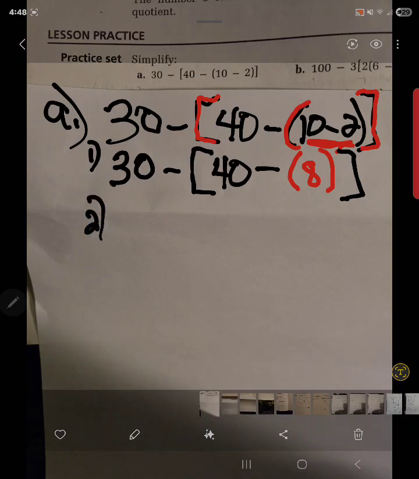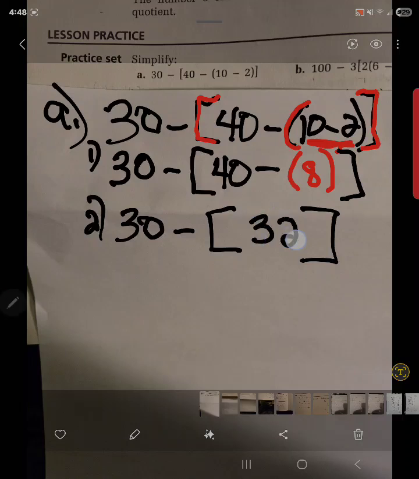Step 2, now, what am I going to do next? Because I'm working from the inside out, I'm going to do that 40 minus 8. But I'm going to go ahead and write down my brackets. And then just, what is 40 minus 8? Well, 40 minus 8 is 32, right? 40 minus 8 is 32, okay? So, now I just have 30 minus 32, okay?